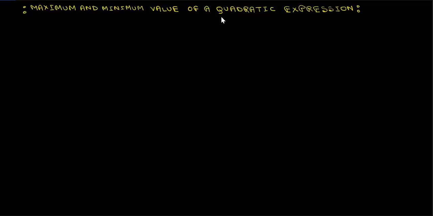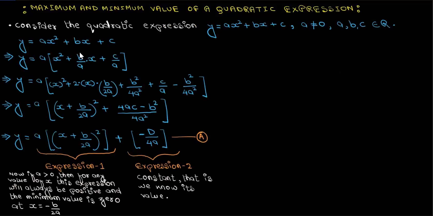Maximum and minimum value of a quadratic expression. Consider the quadratic expression y equal to ax square plus bx plus c, where a is not equal to 0 and a, b, c belong to real numbers. So y equal to ax square plus bx plus c. So y equal to a, we have taken a as common. Now in the bracket we have x square plus b by a x plus c by a. We are completing the square. We have considered x as the first element and b by a as the second element.